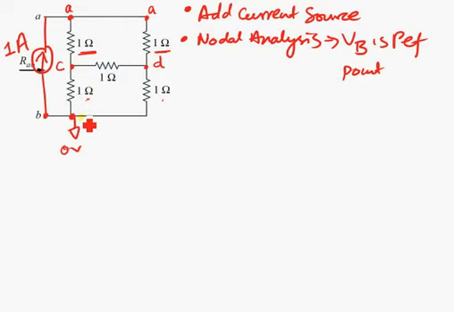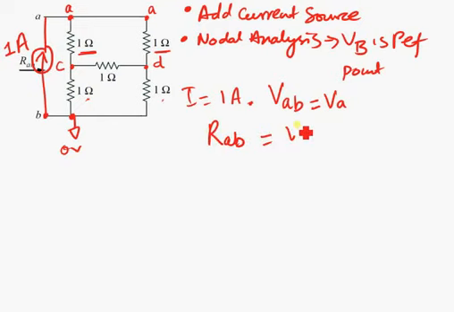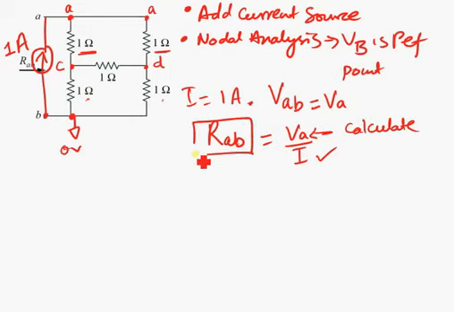Now, we know the current is 1 amp. If we can find the value of VAB, which is equal to VA since B is at 0, then we can find the resistance RAB as being VA divided by the current. We already know the current, so we can calculate this and get a value for RAB. So let's see how that's done.